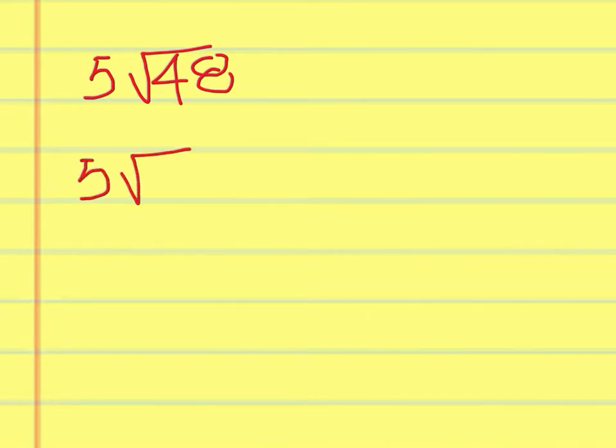Let's simplify 5 square root of 48. What is the highest perfect square that could come out of 48? 16. So that is the highest one right off the bat. 16 times what is 48? 3. So keep your 5 and find the square root of 16 to be 4.